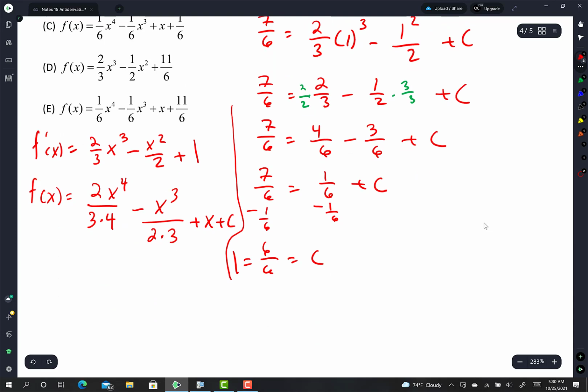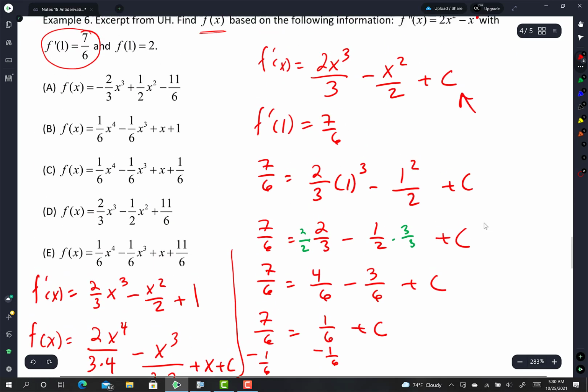Okay, so here we go. f of x equals 2 over 12, which reduces to x to the 4th over 6. I hope no one's lost right now. You could also say 2 goes into 4 twice, and then 2 times 3 is 6. Minus x cubed over 6 plus x plus c.